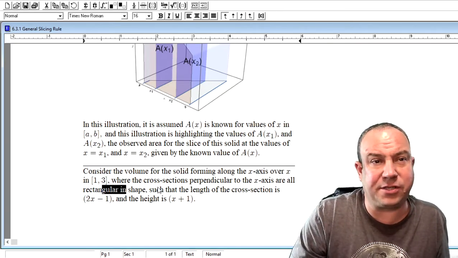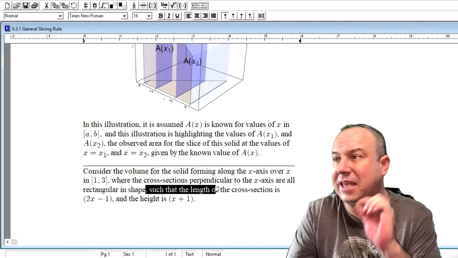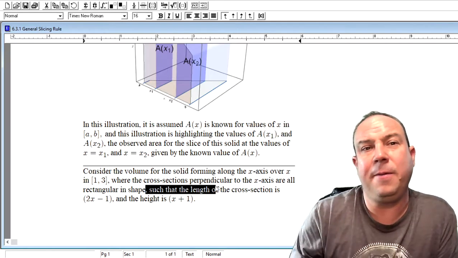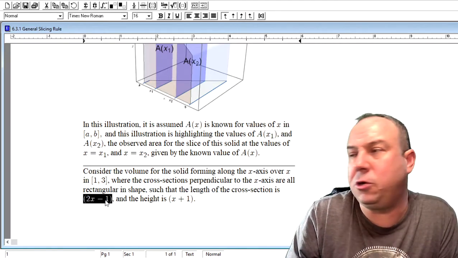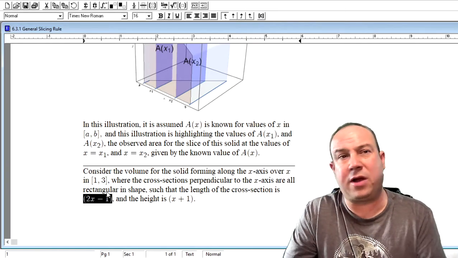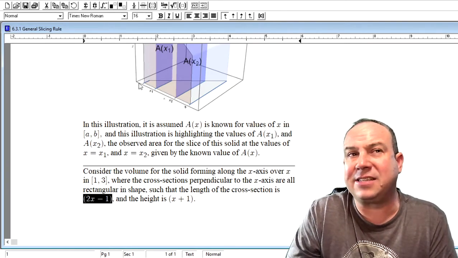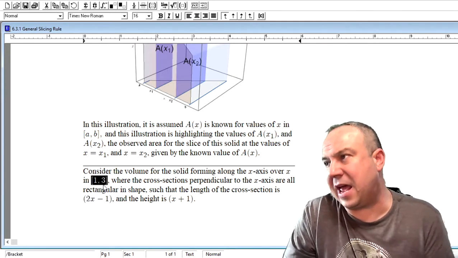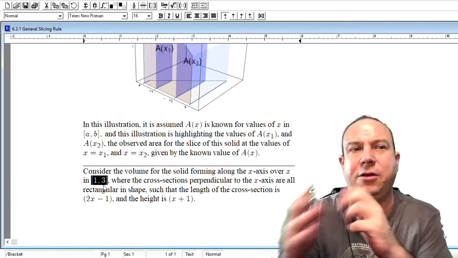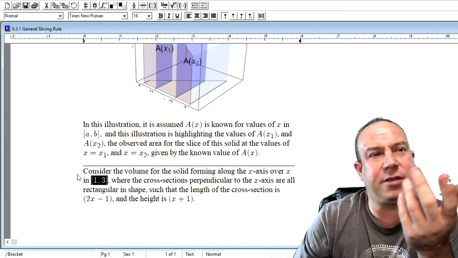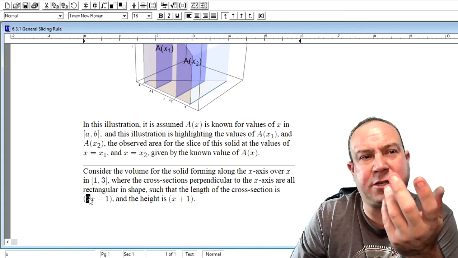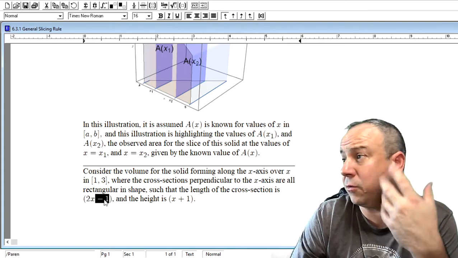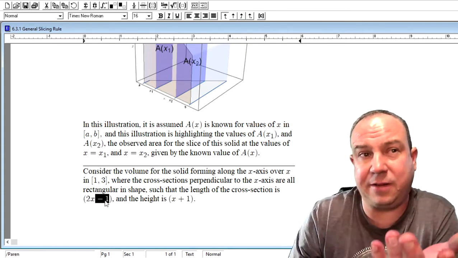They're all rectangular in shape, such that when we think about the length of these rectangles, they're all measured 2x minus 1, depending on where they happen along the x-axis from A to B. Their measurement would be 2x minus 1. If we say we're looking at x from 1 to 3, maybe they're happening at 2. So what would be their length at 2? Well, their length at 2 would be 2 times 2 minus 1, or 3 in value. 4 minus 1 is 3.